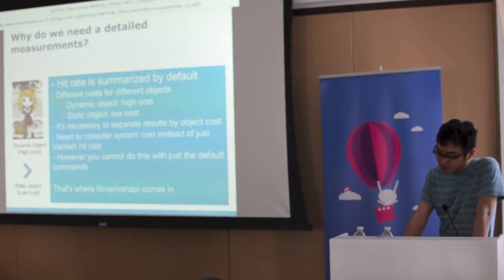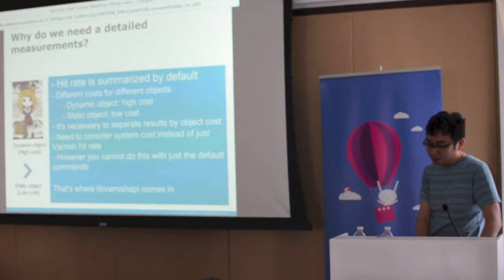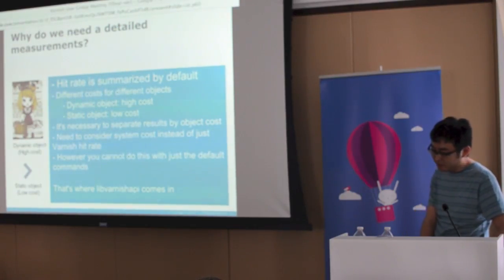Imagine an environment with both dynamically generated objects and static objects. Dynamic objects would result in low hit rates, but static objects would raise the hit rate. System loss could be much higher than what the Varnish hit rate shows. It's necessary to separate results by object cost.